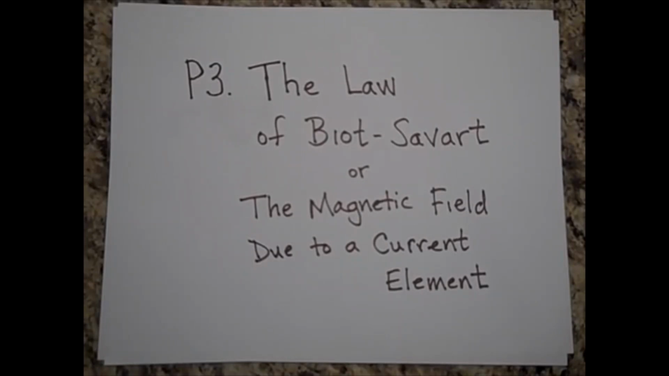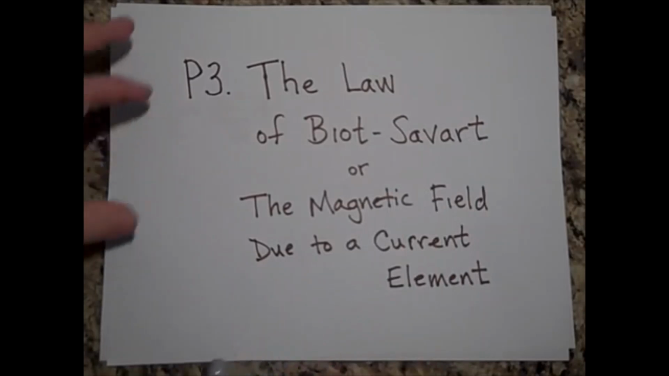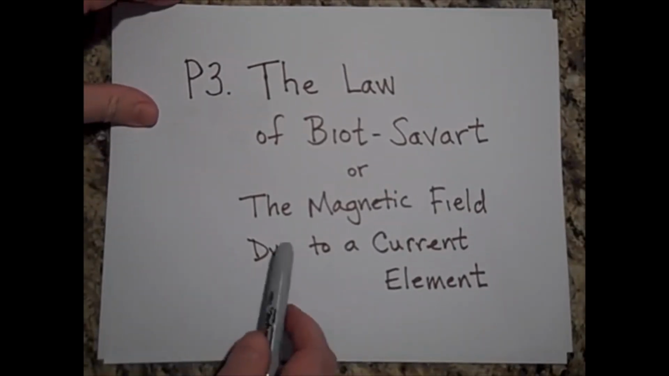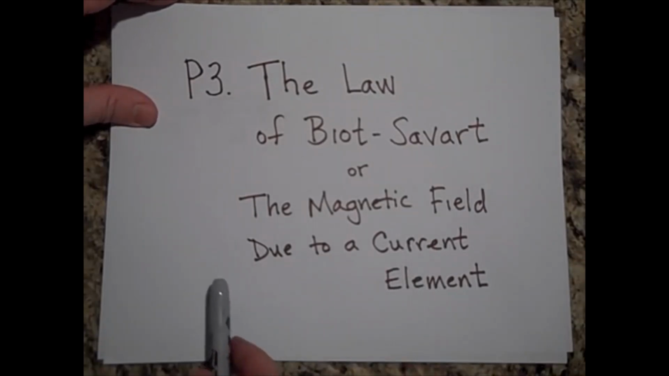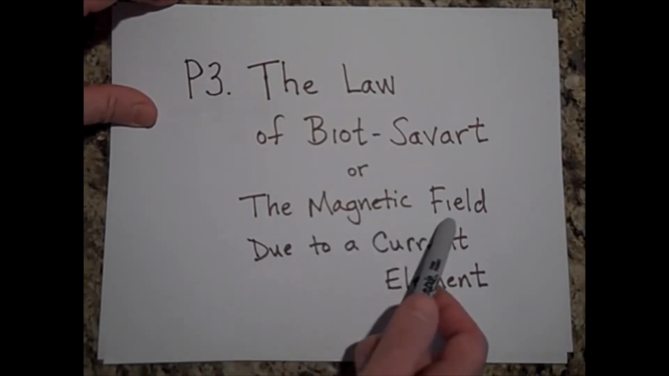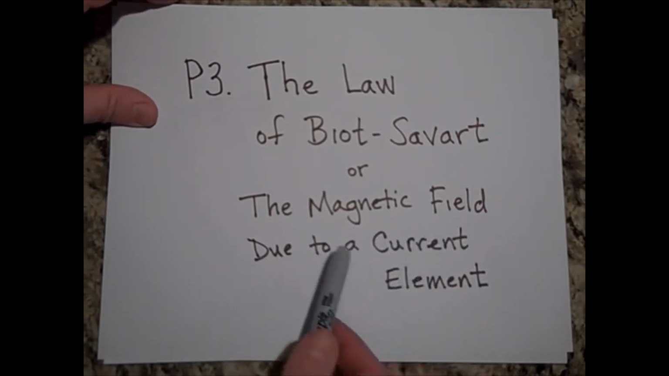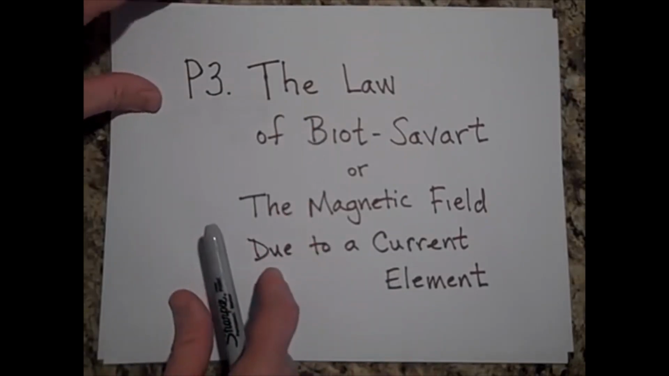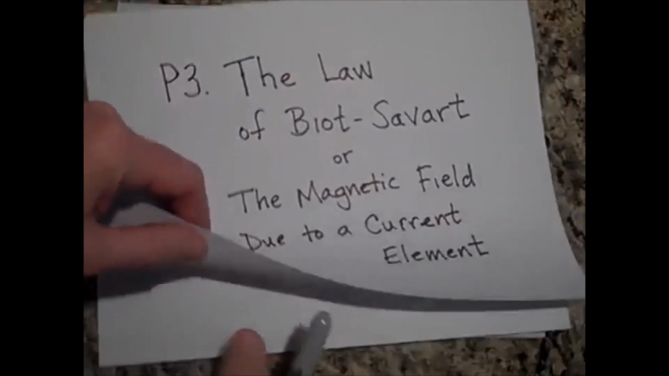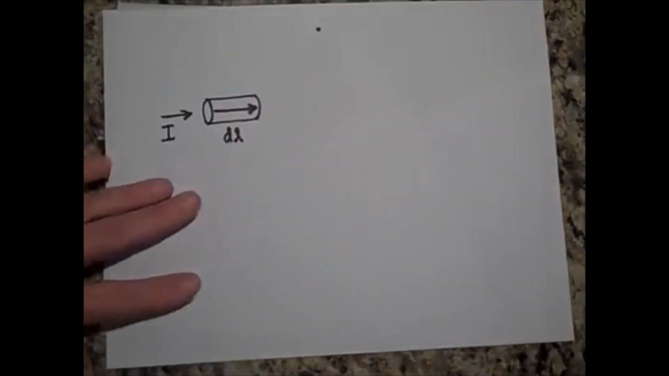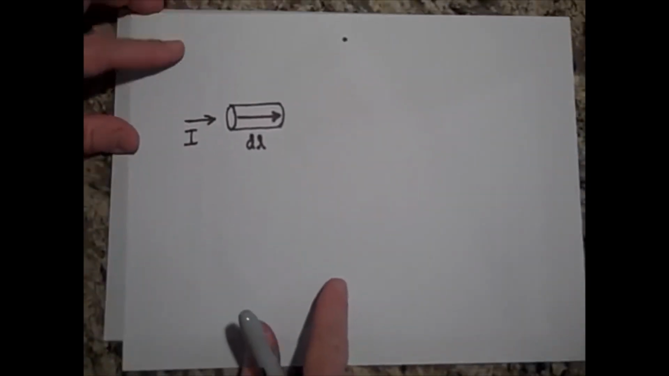Okay, now I'd like to tell you about the law of Biot-Savart. I don't think you pronounce the T actually, it's the law of Biot-Savart, or the magnetic field due to a current element. Okay, calculating the magnetic field due to a current element, you would use the law of Biot-Savart. So a current element, first of all, what is a current element? It's just one segment of a wire.